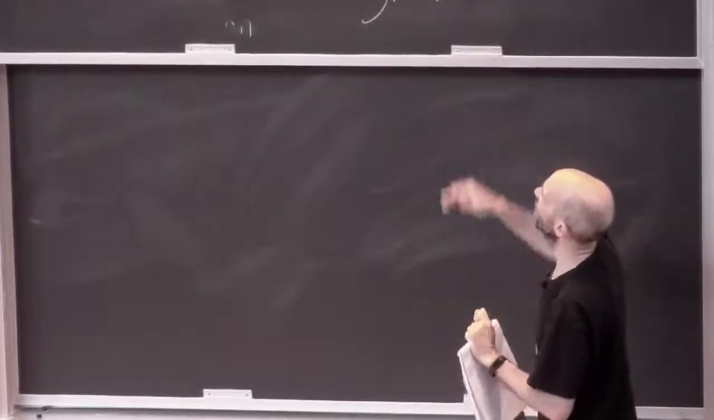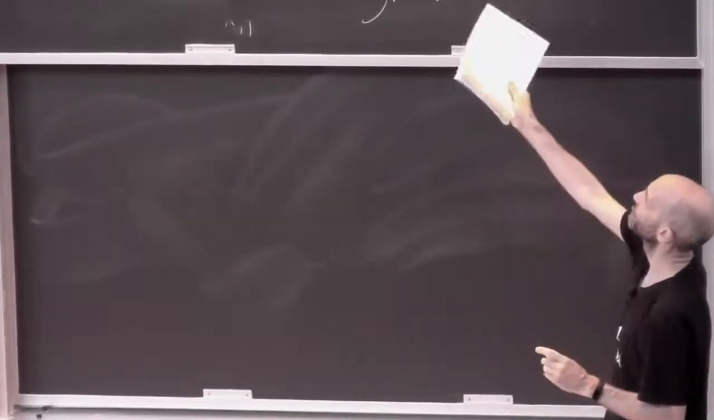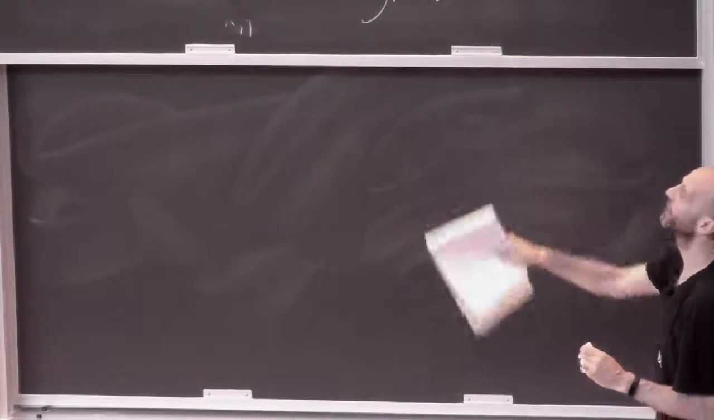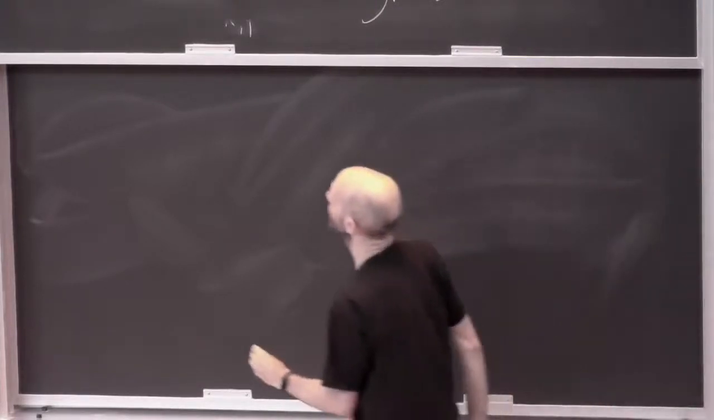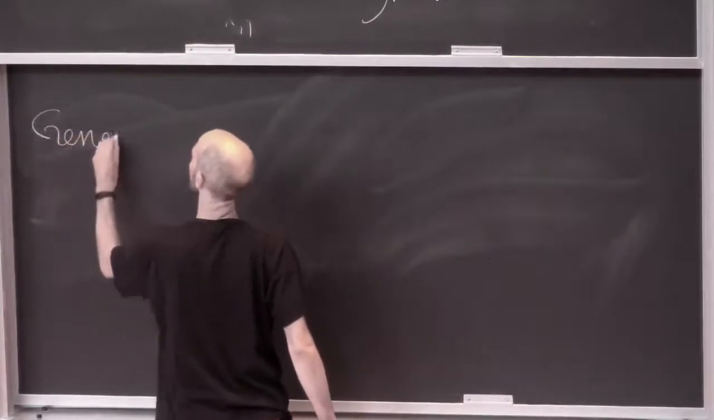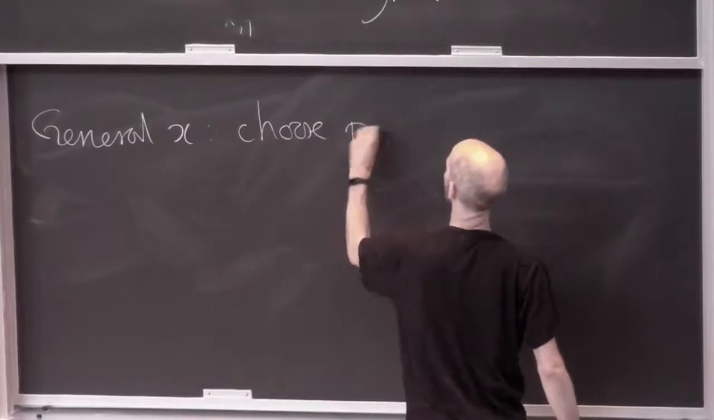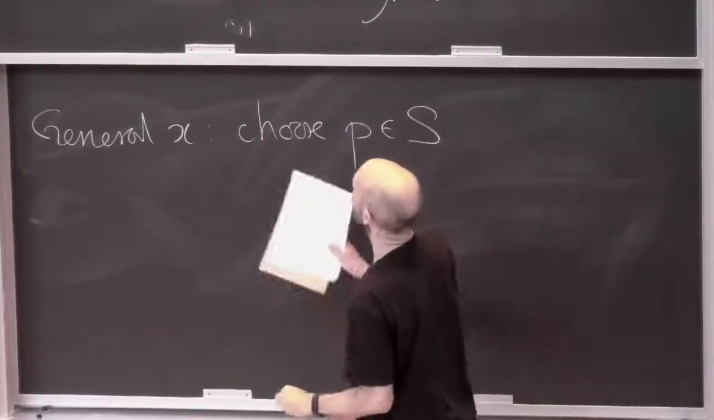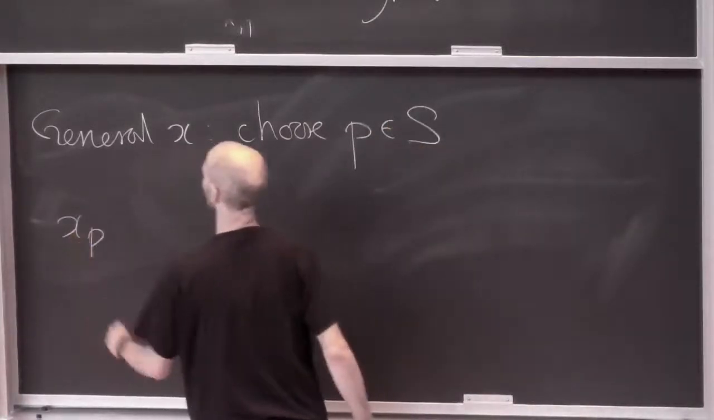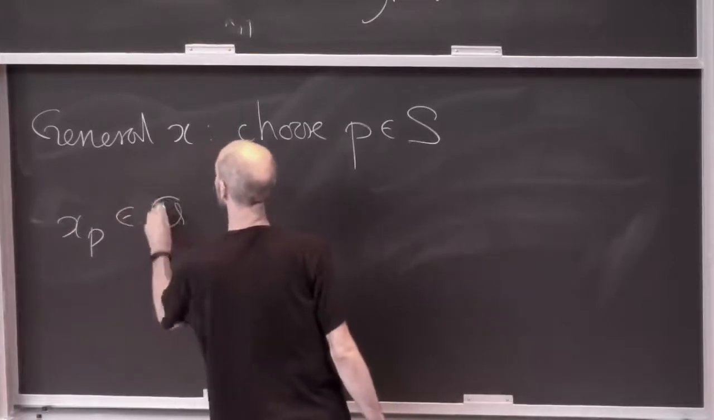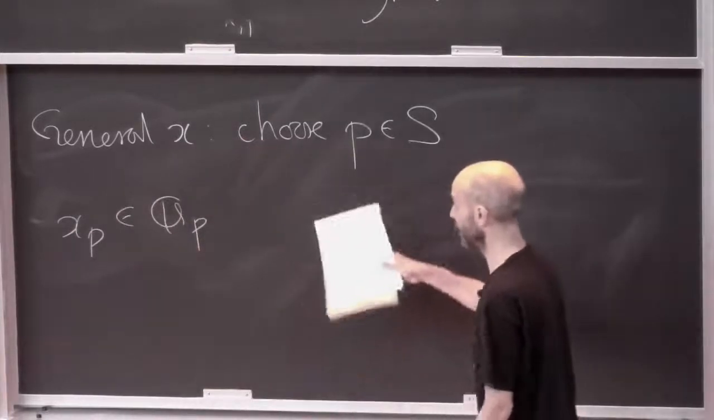And now what's the inductive step? Given a random problematic x with a finite S that isn't empty, I need to figure out how to make S smaller. So for general x, choose some problematic prime p in S, and now let's look at x_p. And x_p is in Q_p. It's not in Z_p. That's really irritating.